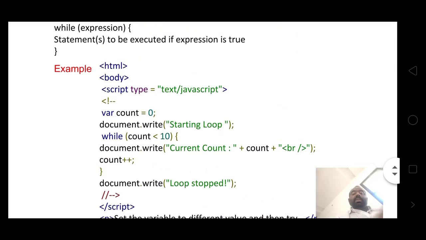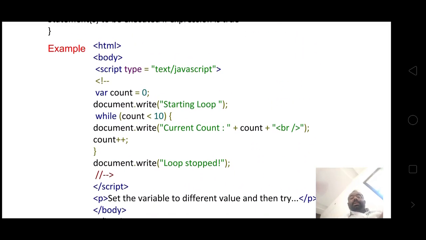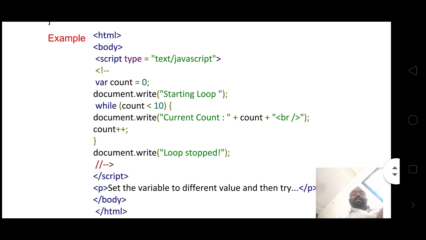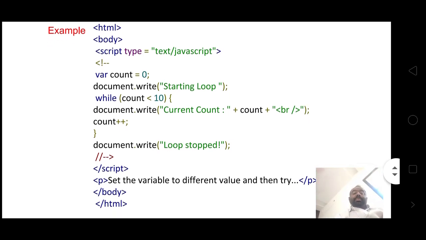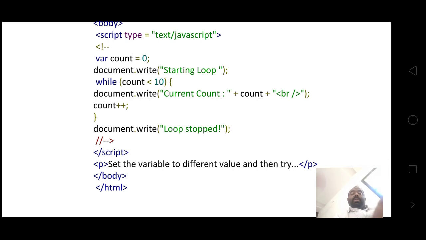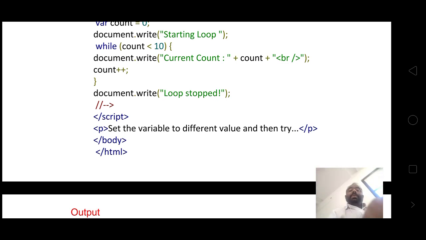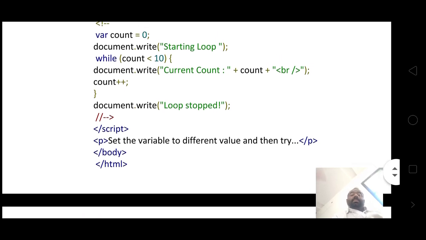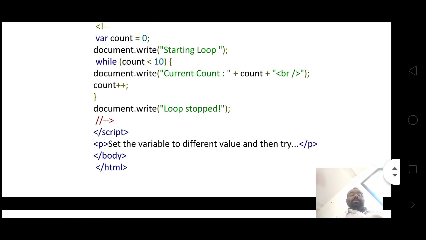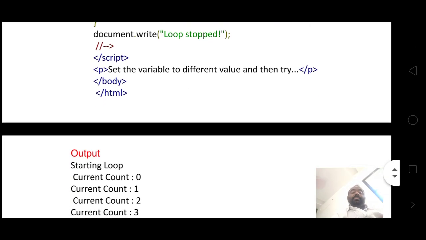Here you may give count less than 10. Up to 9 the condition is true, then when 10 occurs the condition is false, then exit the loop. Here you may write document.write starting loop and document.write loop stopped. When the loop condition is false, the loop automatically stops and goes to the else part.